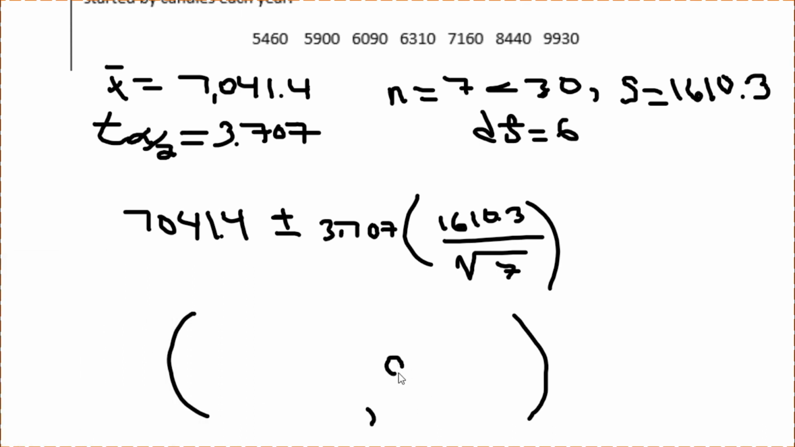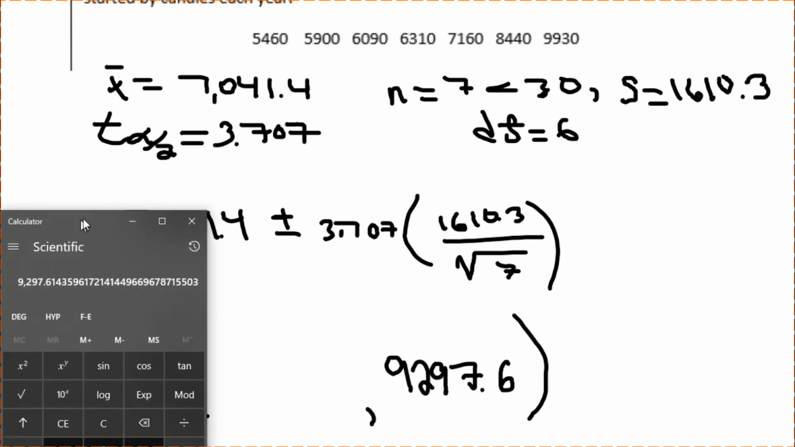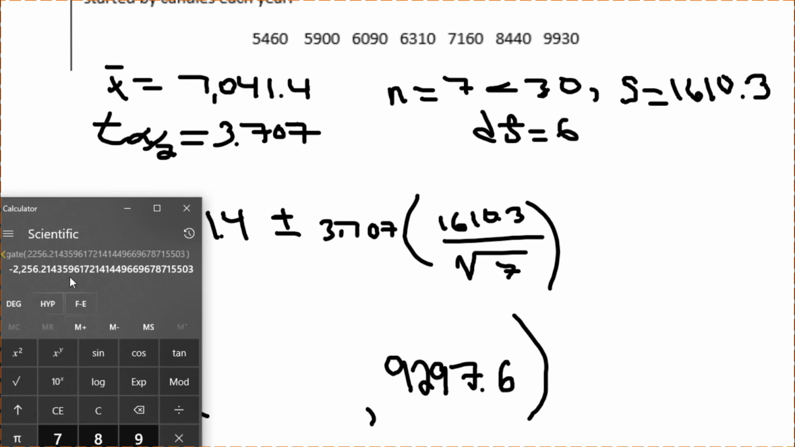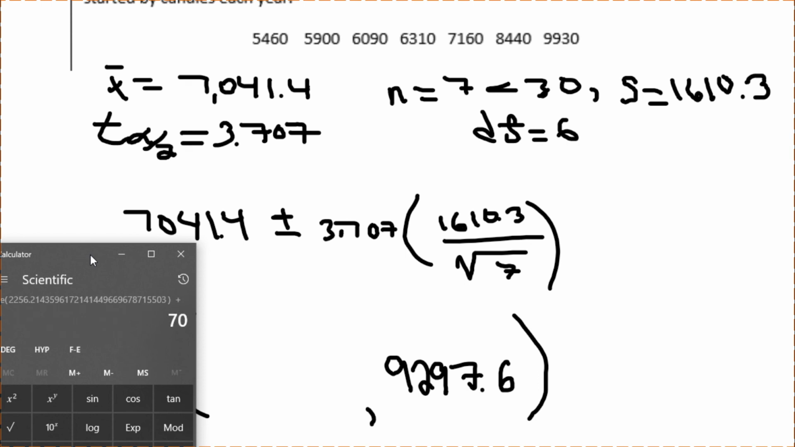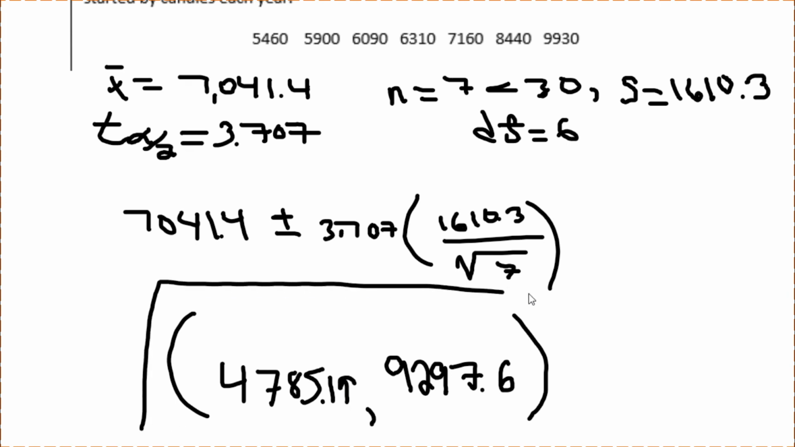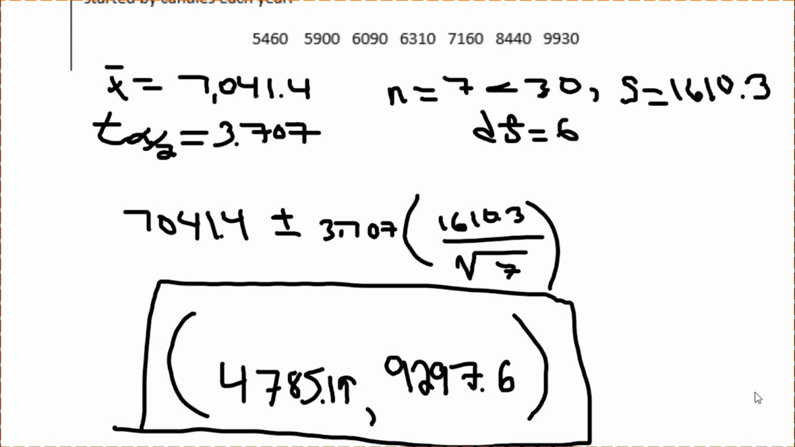So 9,297.6. Okay. And 4,785.19. All right, and that's our confidence interval for the problem. So we're 99% confident that this interval contains the population mean. That the population mean is between those two numbers. All right, and that's the interpretation of the interval.